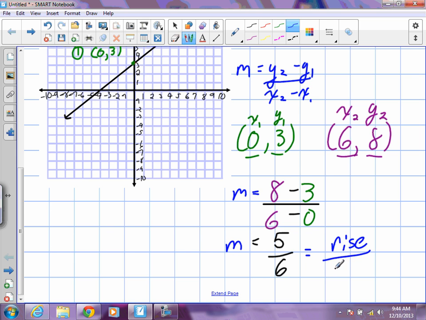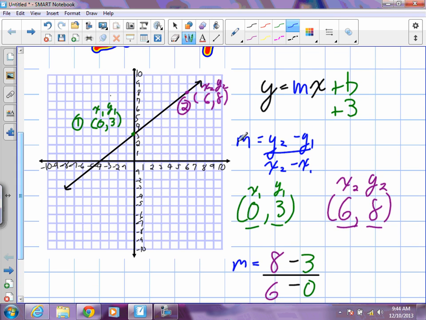Remember, we've been talking about that for a while. So I'm going to plug that value into our equation. Our m is 5 over 6, and I keep my y and my x. This is the equation of the line that we've just graphed. So we've just built the equation by finding the slope and the y-intercept.